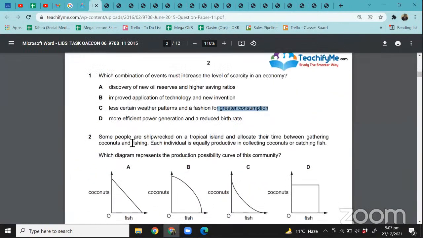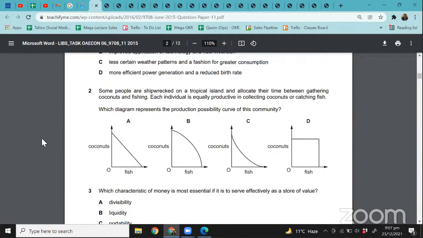Okay, now what about this question? Some people are shipwrecked on a tropical island, and they allocate their time between gathering coconuts and fish. Each individual is equally productive in collecting coconuts or catching fish. Which diagram represents the production possibility curve of this community, right? So some people are stuck on the island and they are equally productive in collecting coconuts and catching fish. And the correct answer should be A.